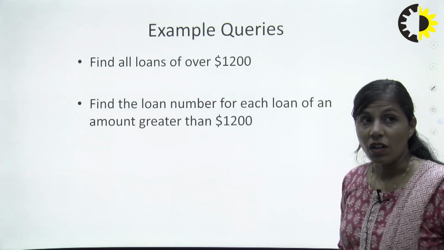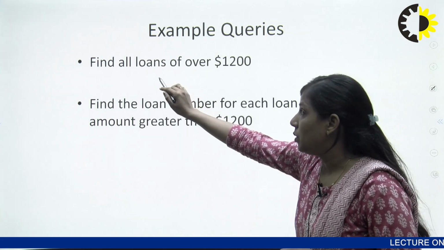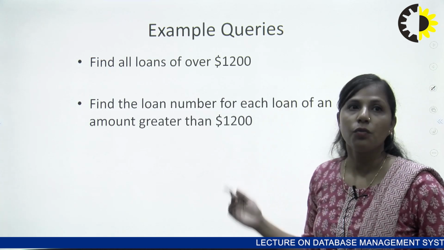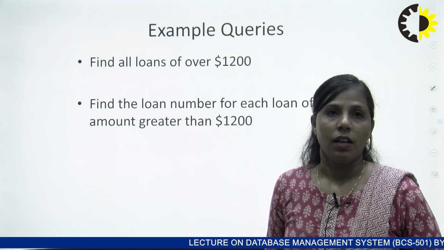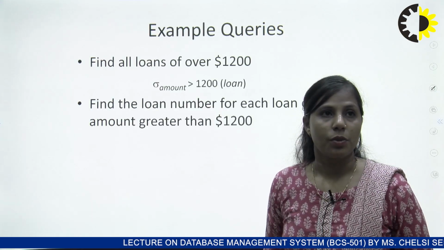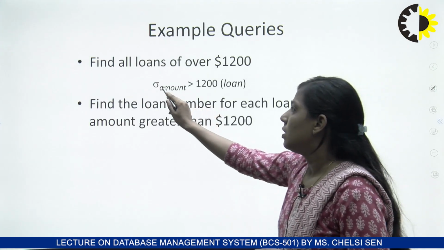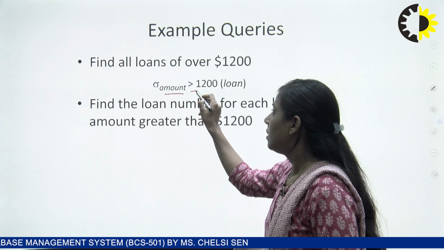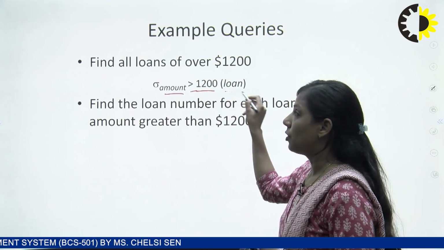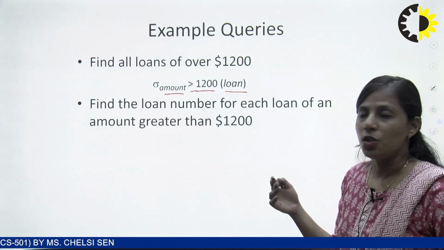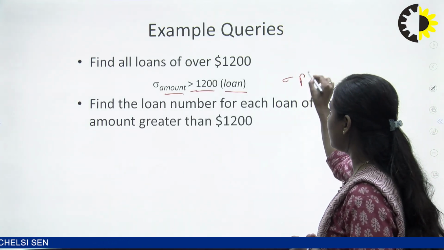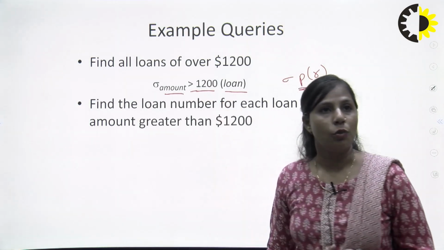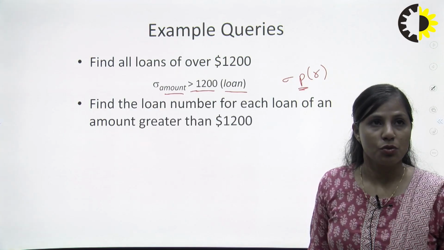So we have to find all the loans of over $1,200. We have to give the condition using relational algebra. So this is how we use sigma. We have to find that the amount should be greater than 1200, and it is from the particular table. This is the selection part: sigma, predicate, and the relation R. The predicate is that the amount should be greater than 1200. So this is how the question used to come.